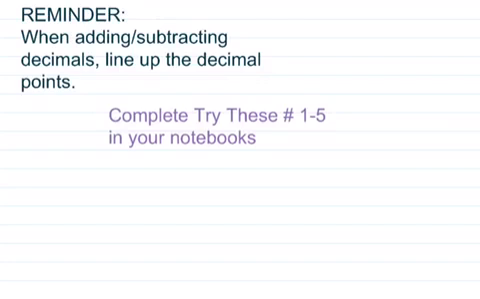Alrighty? In your notebooks right now, I want you to try numbers 1 through 5, which is at the bottom of page 71. Okay? Remember, first combine like terms if you can on either side, then identify the type of equation, then do the opposite or the inverse operation.